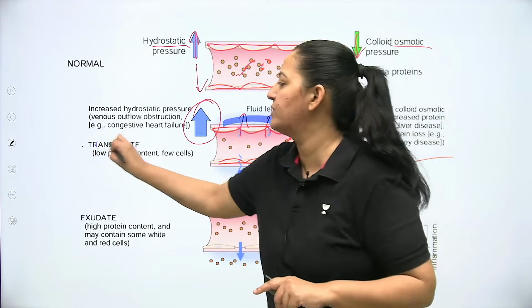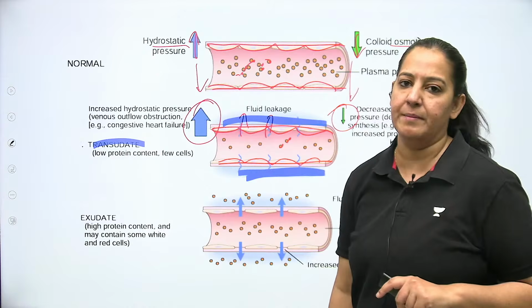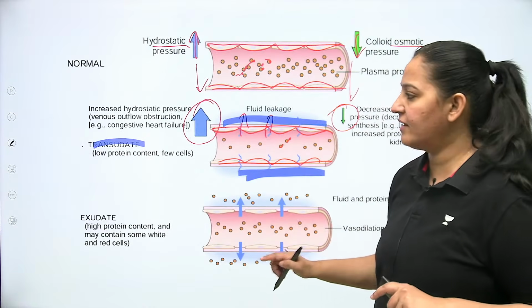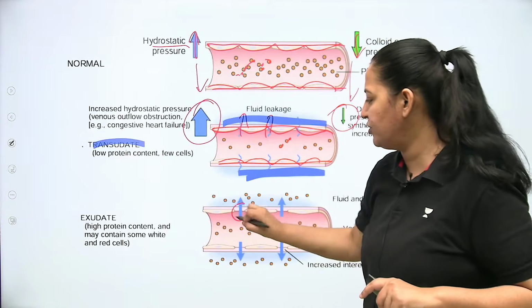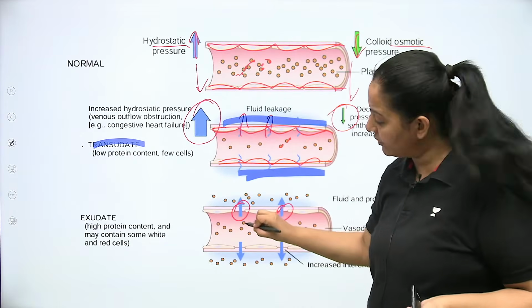Such edema is known as transudate edema. Now see the third diagram. In the third diagram, you can appreciate the gaps. Please appreciate the gaps. From these gaps, fluid is coming.